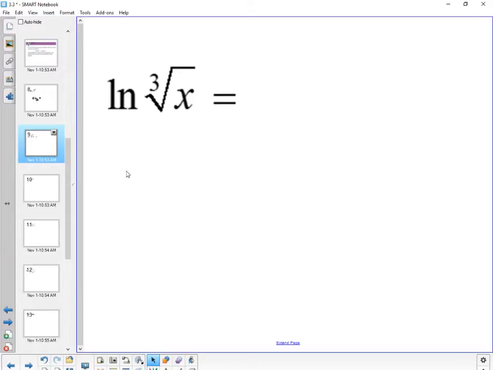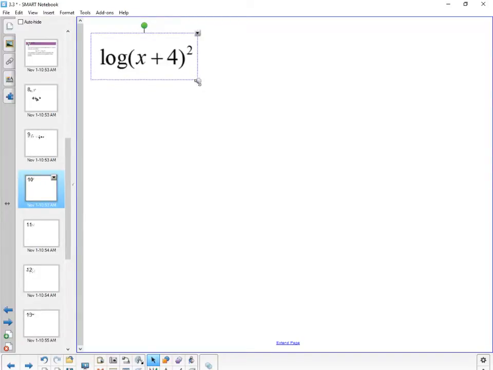Would it be 1/3 ln x? What'd you get? 1/3 ln x. Yeah. There you go. Wait, is that the answer? No, we didn't answer anything. It's not the answer. It's just a simpler form. Yes, that's the simplest form. Or the simpler form, I guess. Alright, next. Okay, go.